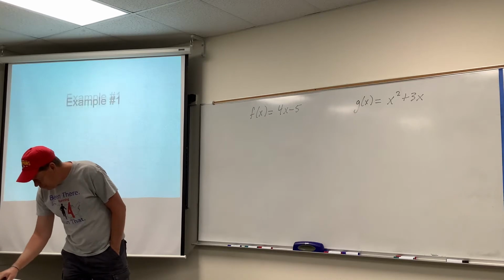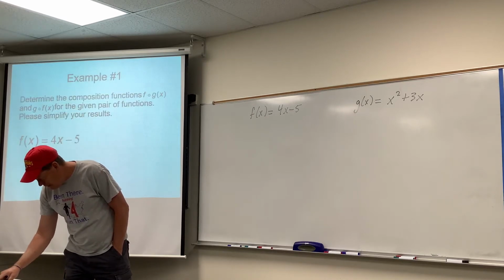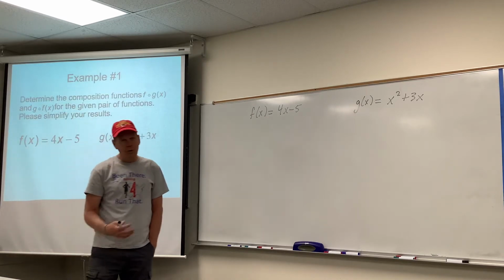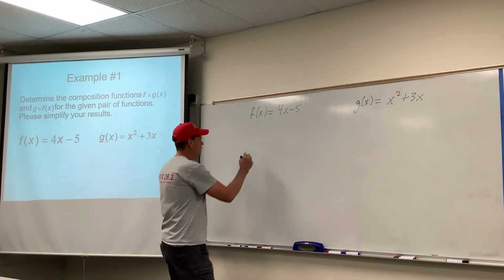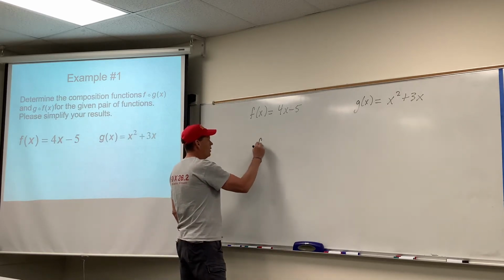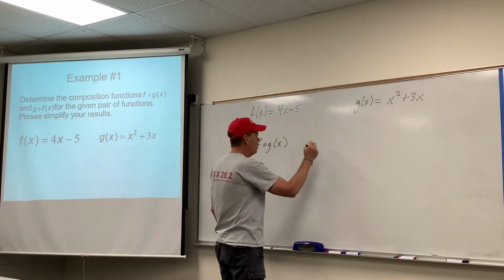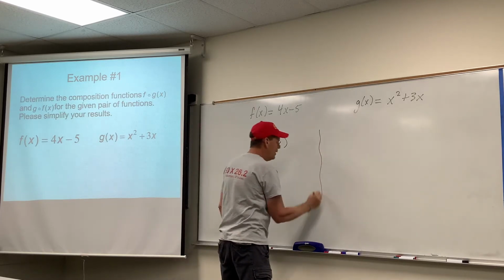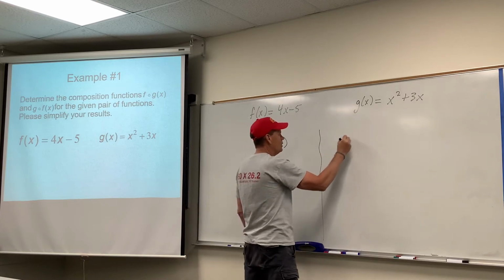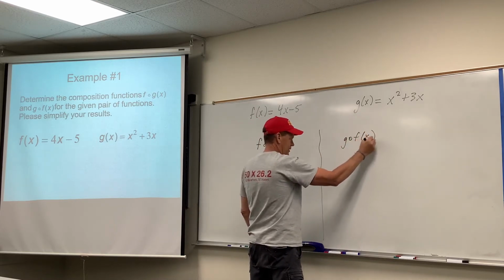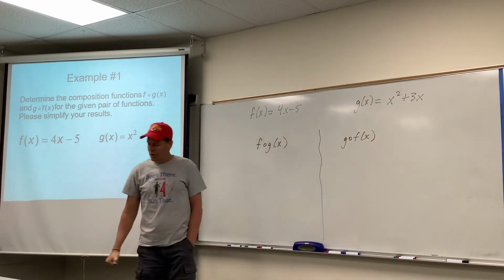First of all, we have two functions called f of x and g of x, and it's really a two-part question. The first part of the question is to find what they call f of g of x. That little circle translates to the word "of," okay? And then the other part of the question is going to be to find g of f of x. And this is actually what's called composition.